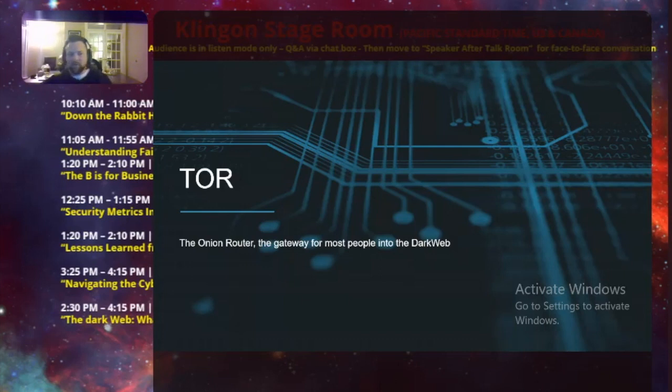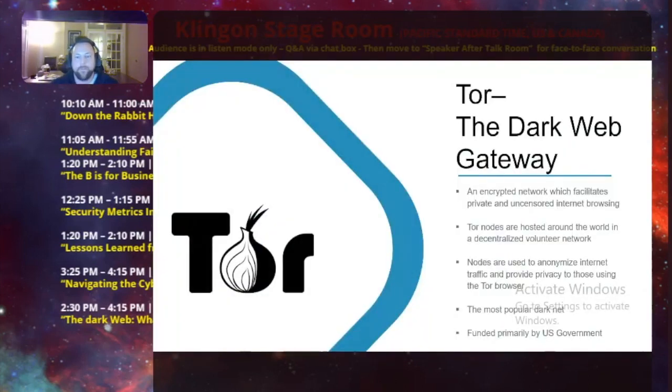So the first network that we're going to cover is the most popular dark web and darknet. It's called Tor, and it stands for the Onion Router. It is the gateway for the most amount of people into the dark web and the dark nets. Most people, though, do end here. They don't make it further into the other areas of the internet.